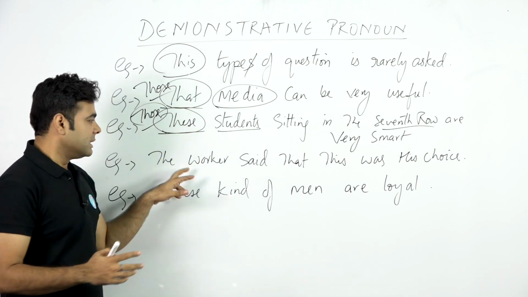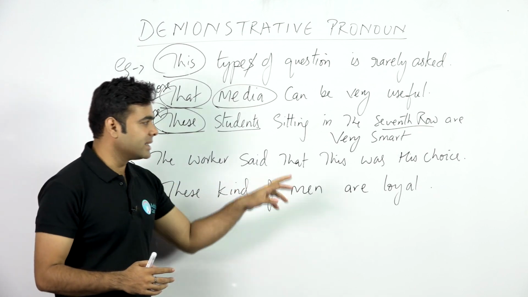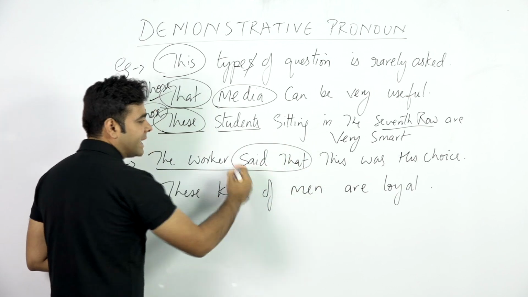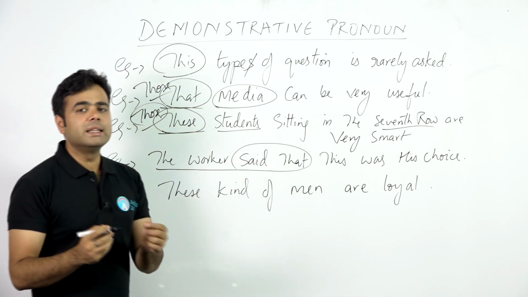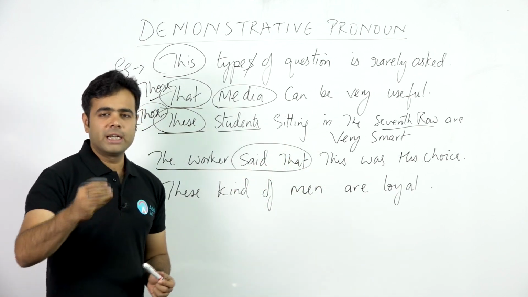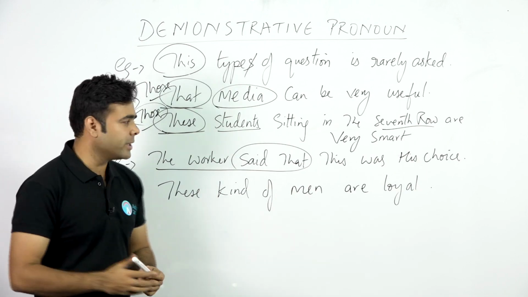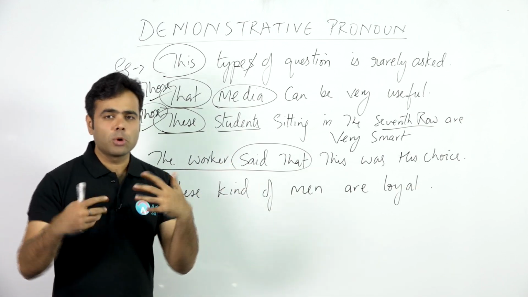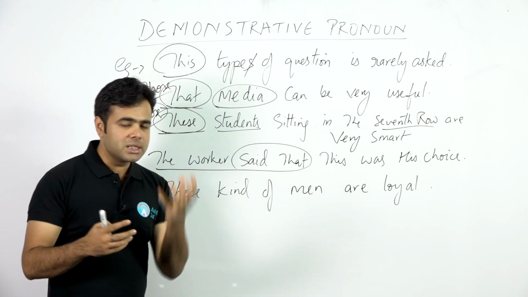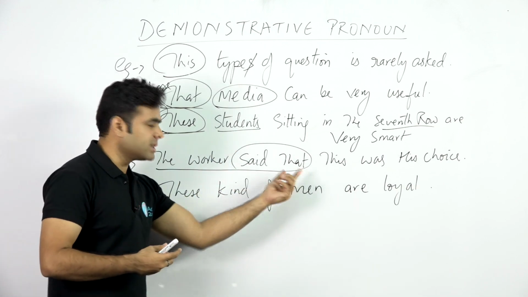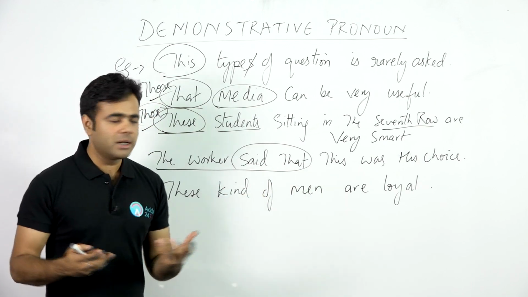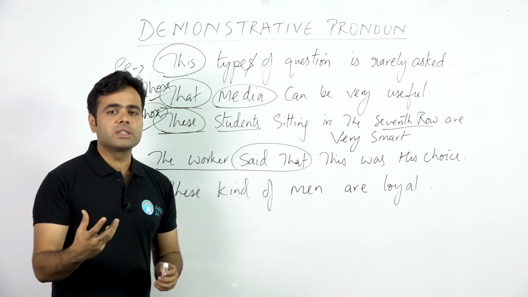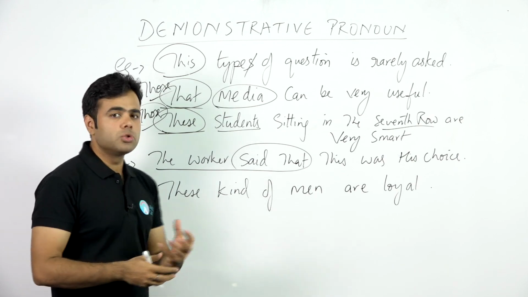I have explained it to you. The 4th sentence: the worker said that this was his choice. Now again, the worker said that shows it is in indirect speech. I hope you know what direct speech and indirect speech are. In this sentence, it is talking about indirect speech, and it is possible that one conjunction and one pronoun can be used. The first that has been used as a conjunction here, and the second word has been used as a pronoun.